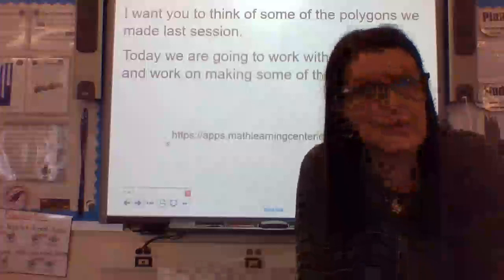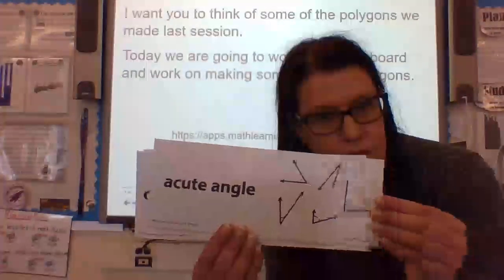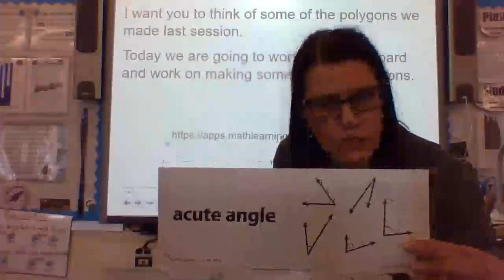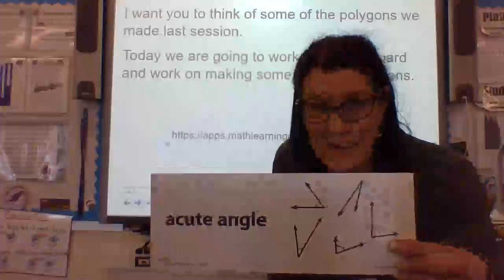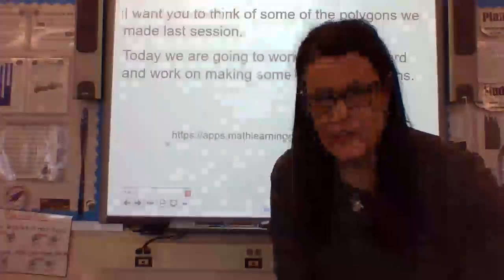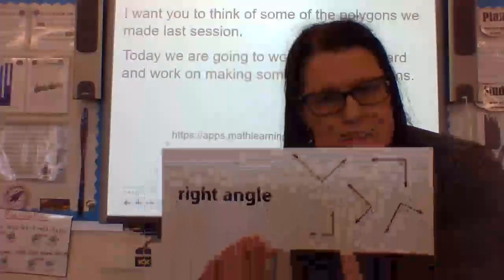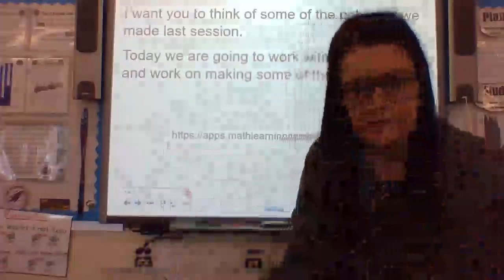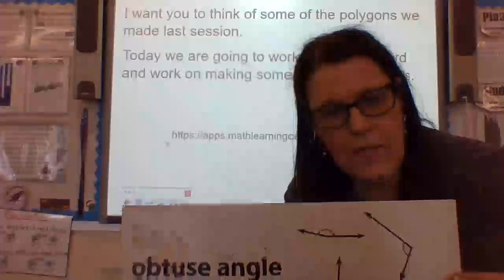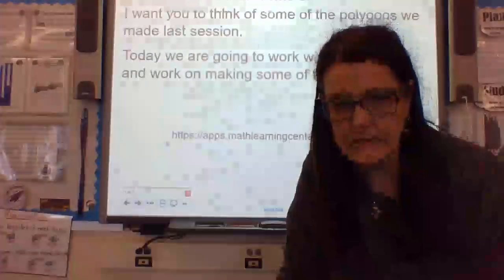Then he also reviewed some attributes of angles. An acute angle is an angle with a measure greater than 0 and less than 90. It's these kinds of angles. A right angle is an angle that measures exactly 90 degrees. And an obtuse angle has a measure greater than 90 and less than 180.